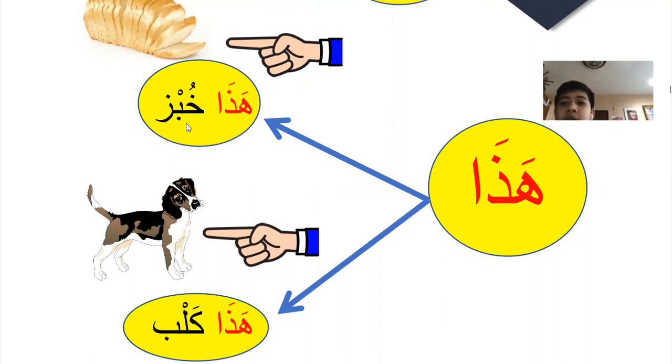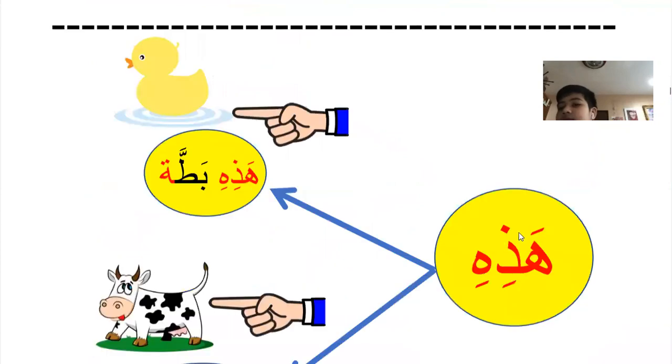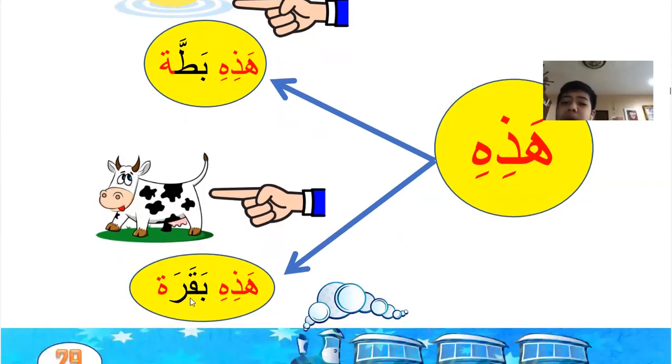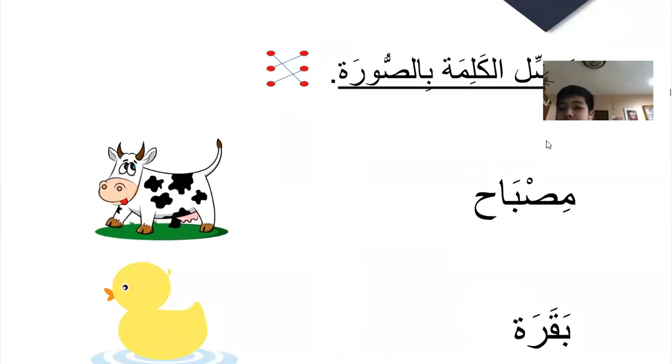Haza khubz. This is a bread. Haza kalb. This is a dog. Hazihi batta. This is a duck. Hazihi bakara. This is a cow. Good.